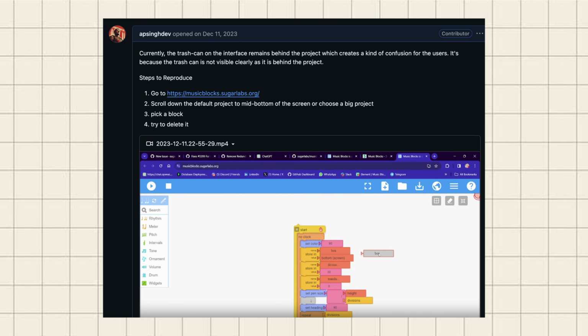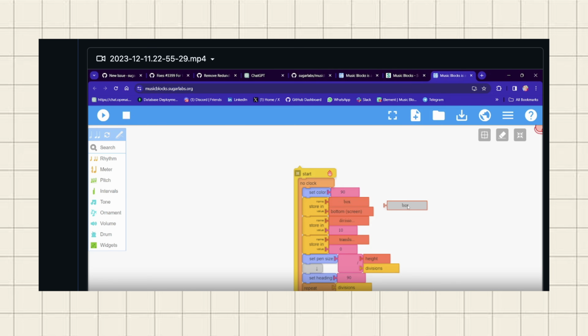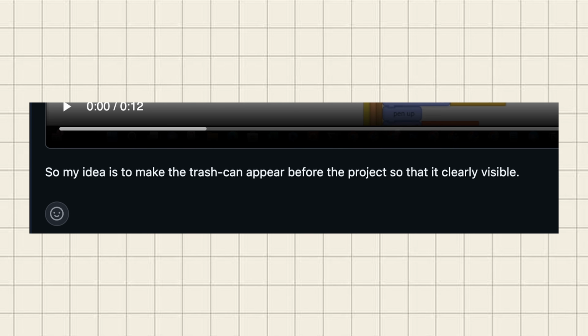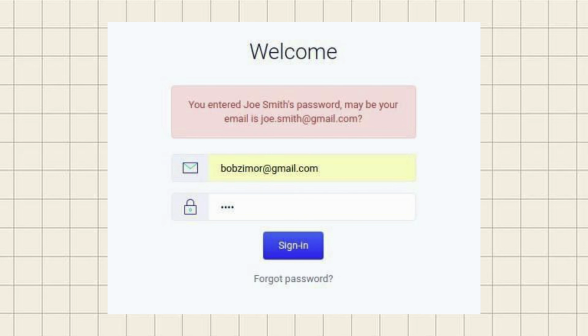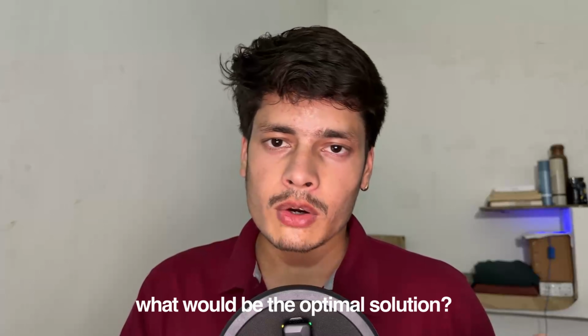So I quickly raised an issue mentioning the problem with a screen recording and steps to reproduce. Also, I proposed a possible solution, basically move the trash can above the blocks. Now here I couldn't flex my powerful coding abilities by launching a pull request directly because I wasn't sure if this issue is worth fixing or not. What if it's a feature, not a bug? And even if it was a bug, then what would be the optimal solution?